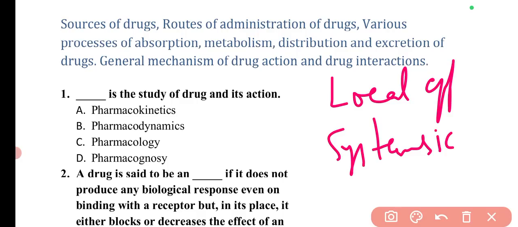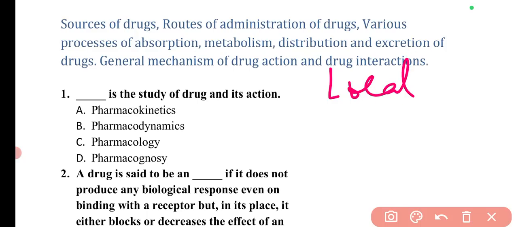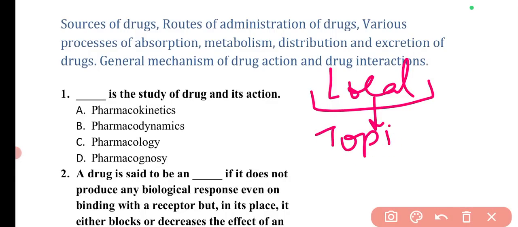The first one is local action. Local routes are those which can be used for local effects at accessible sites, for drugs whose systemic absorption from these sites is minimal or absent. Basically, in these routes there are different examples, like the topical route, which simply refers to external application on the skin surface for local action. For example, various creams and lotions, which are applied externally.